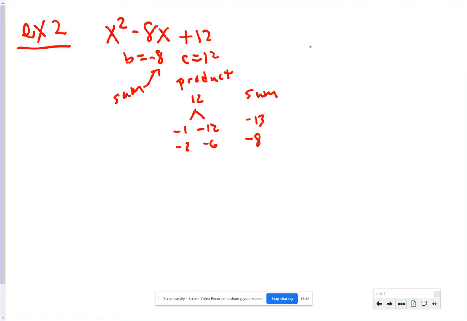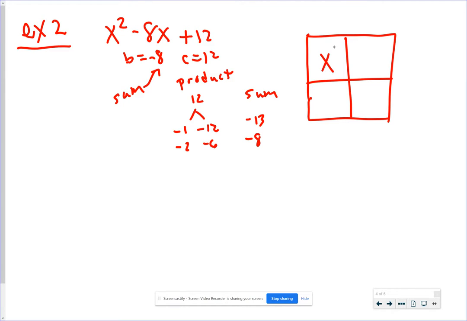I'm going to build a table with this information and my polynomial. I have x squared and 12. First term, last term. The middle one we're going to split into two pieces. So what we're going to do is a negative 2x and a negative 6x. That's these guys right here. Negative 2x and negative 6x add up to negative 8x. Okay, that's what we're doing.